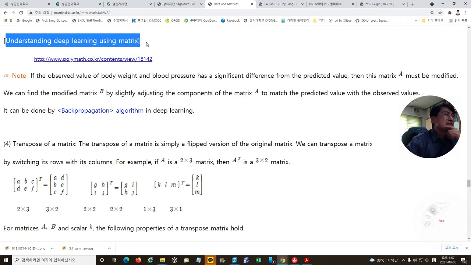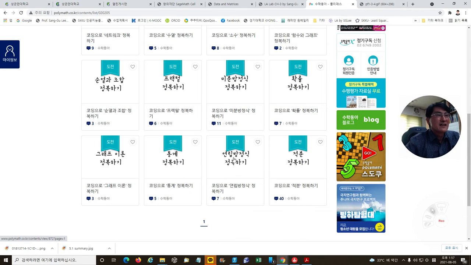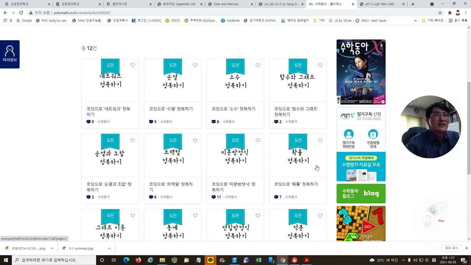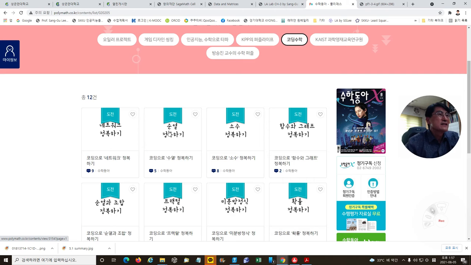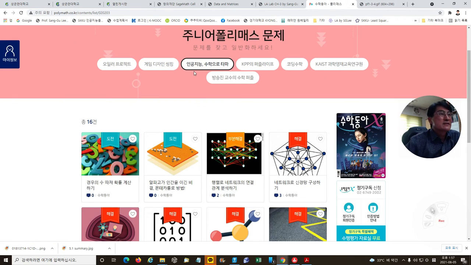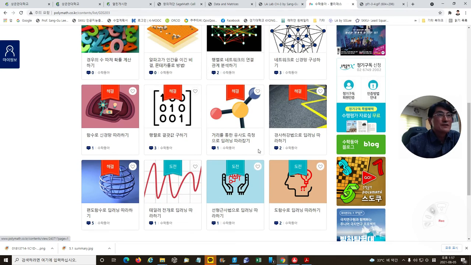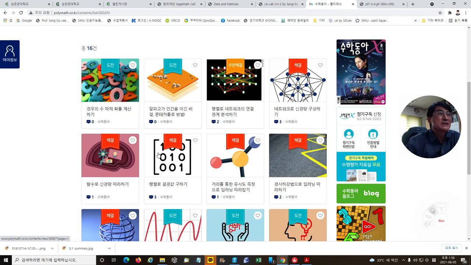I wrote an article, Understanding Deep Learning using Matrix, in this Polymath for junior high school students, which can be found here. And I wrote about integration, linear systems of equations, statistics, graph theory, probability, differentiation, factors, combinations and permutations, functions and graphs, prime numbers, sequences, networks, and let's deal with artificial intelligence with mathematics. In here you will find the gradient descent method and derivatives, and deep learning, artificial neural networks, and here.